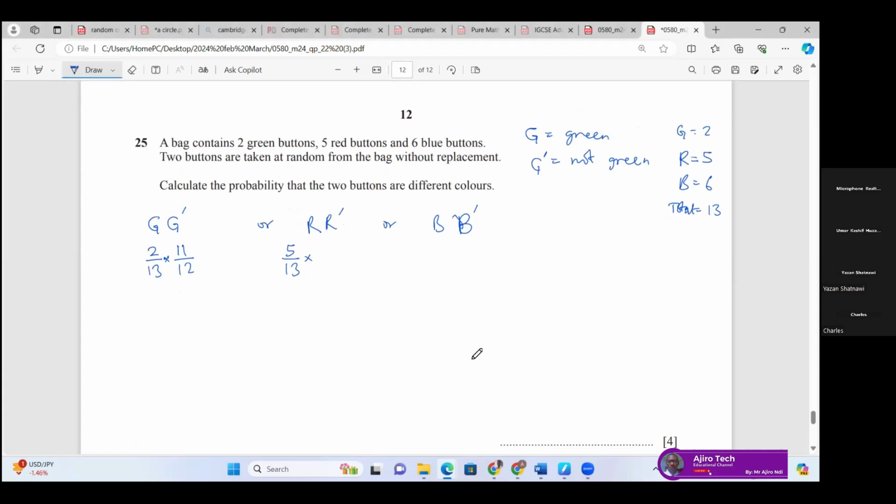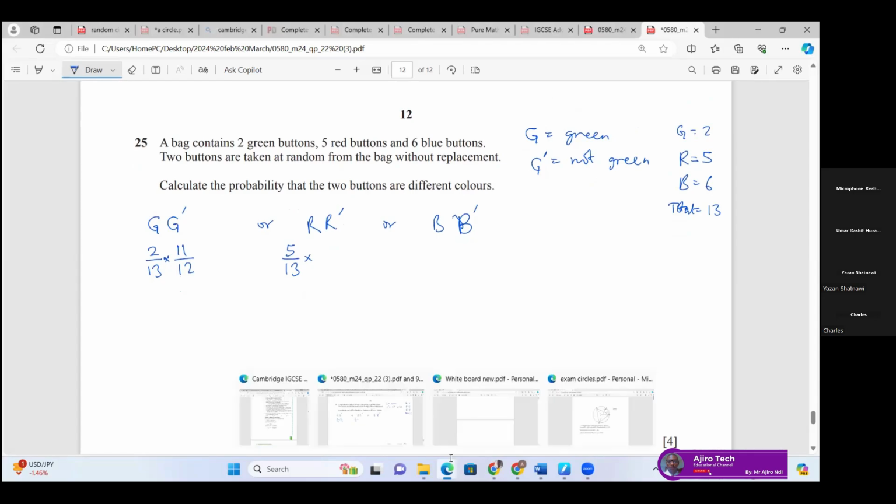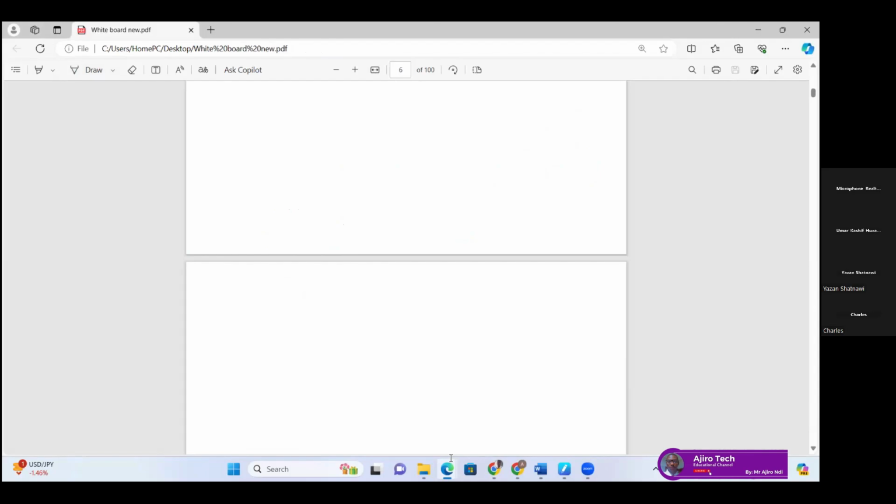Okay, formula for circle. Let's talk about circle a little bit. Now, let's talk about circle briefly. Now, let us digress into circles a little bit.